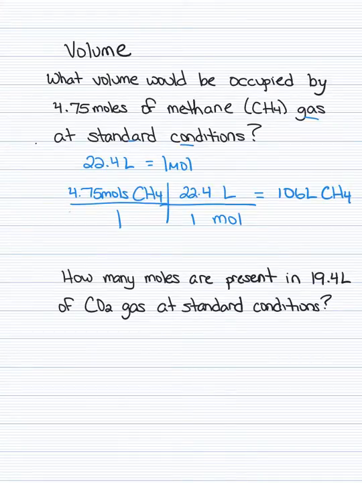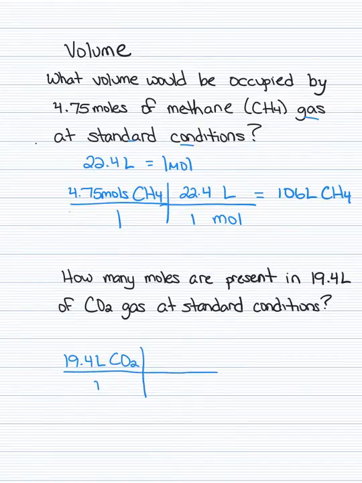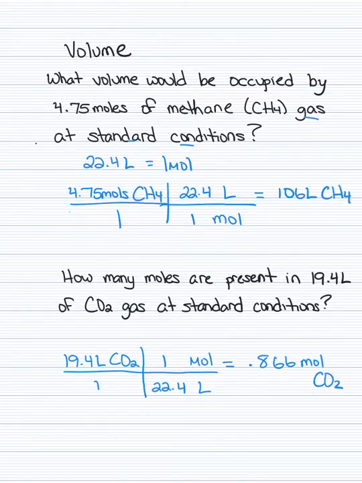Our next example: how many moles are present in 19.4 liters of CO2 gas at standard conditions? We're going to start out with our 19.4 liters of carbon dioxide. Liters will go on the bottom. We can go from liters to moles because this is a gas at standard conditions. There are 22.4 liters in 1 mole of gas, and you should get 0.866 moles of CO2.